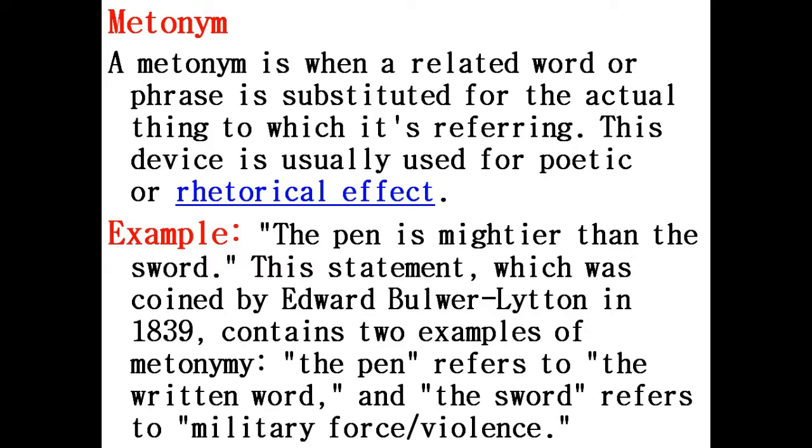This statement, which is very famous and was coined by Edward Bulwer Lytton in 1839, contained two examples of metonym. The pen refers to the written word, and the sword refers to the military or violence. So it's very famous that the pen is mightier than the sword. It means that the pen is more powerful than any military force, like a gun. So we can bring a change through the pen, through education, through literacy, through knowledge, not through violence. So that's a very famous one.